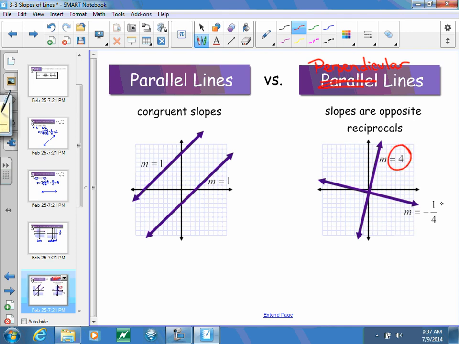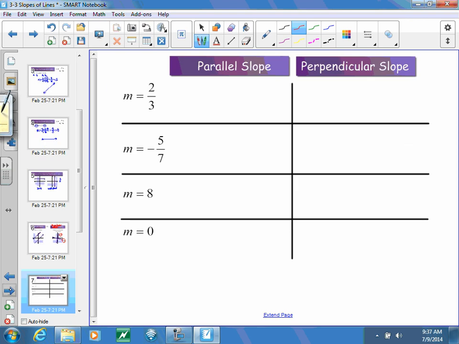You should have learned that in Algebra 1. So if I have a slope of 4, the opposite reciprocal of that is negative 1/4. Reciprocal, you take the fraction and you switch the numerator and denominator. Opposite, meaning you make it positive if it was negative, and make it negative if it was positive. So there's our difference. Here's a little example of 4 different slopes.